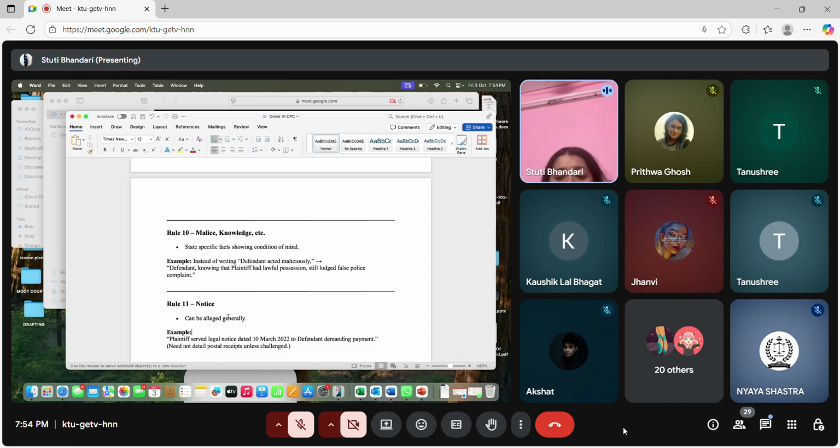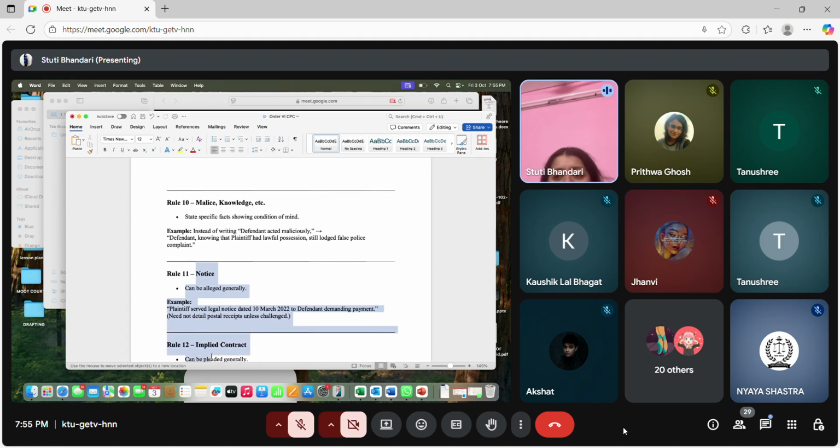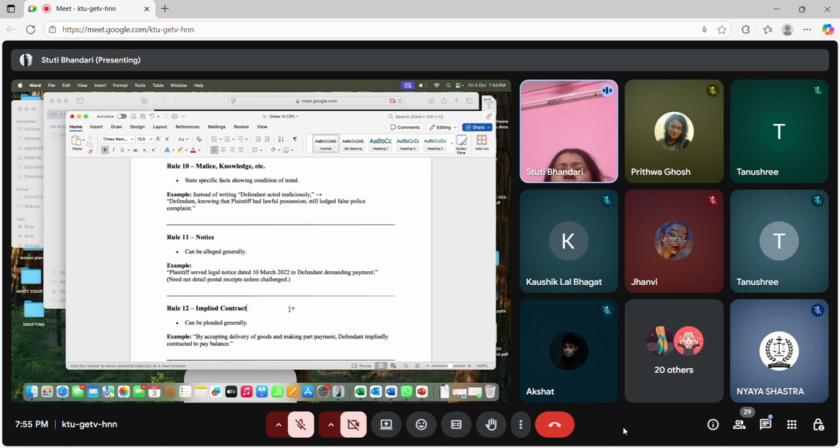Now coming to notice. So at times, as I told you, you need to send notices and you might have communicated your need to the other party for recovery of money, for recovery of possession, और उन्होंने उस पर कोई action नहीं लिया. So whenever you have sent notices to the other party, you have to mention the details of all the notices which have been sent in your plaint.